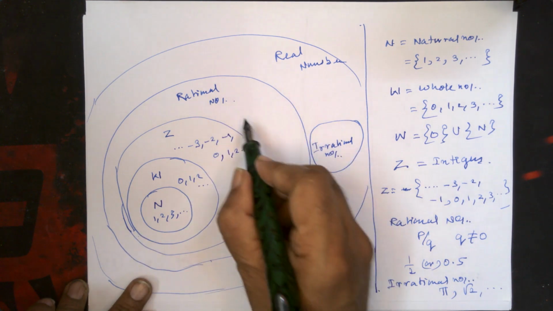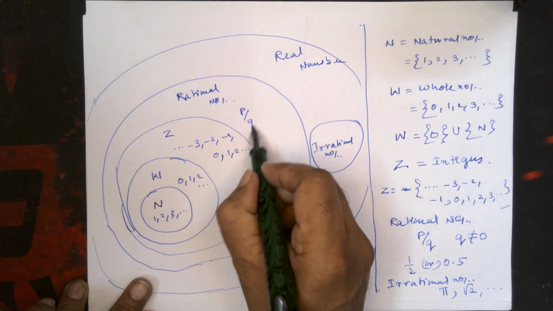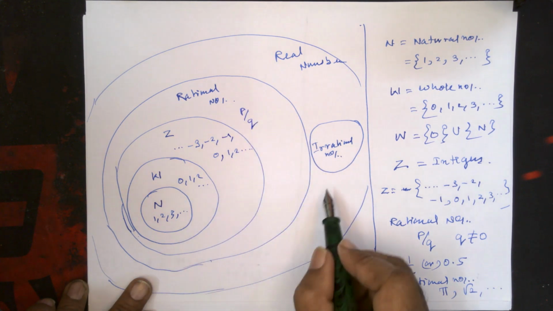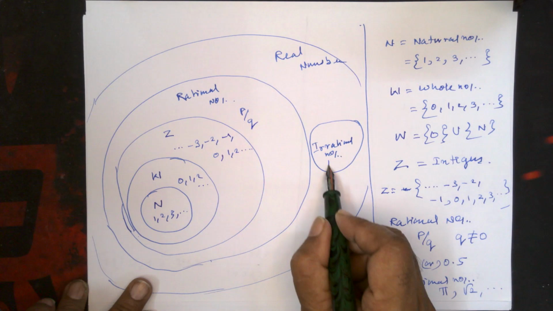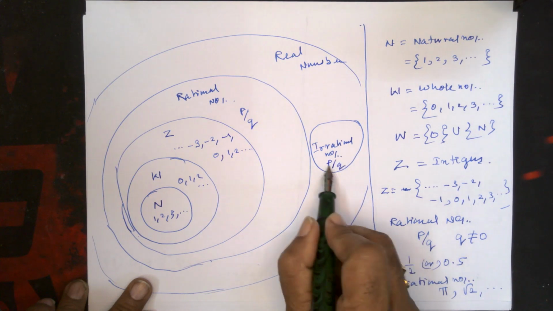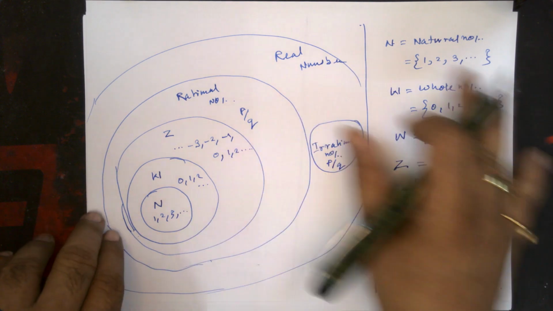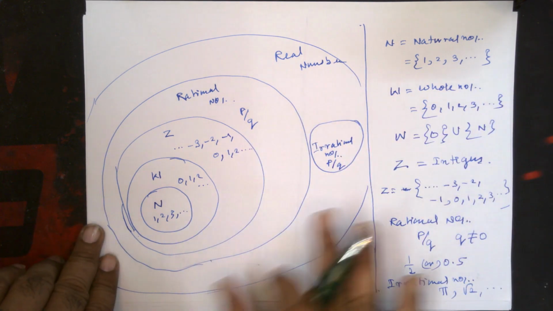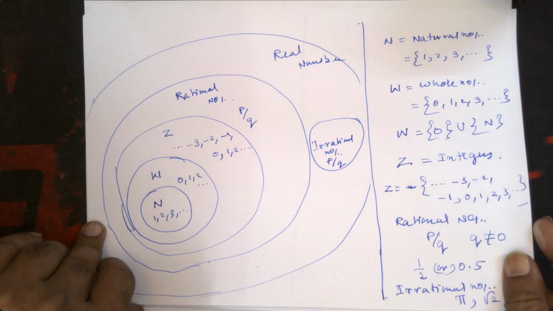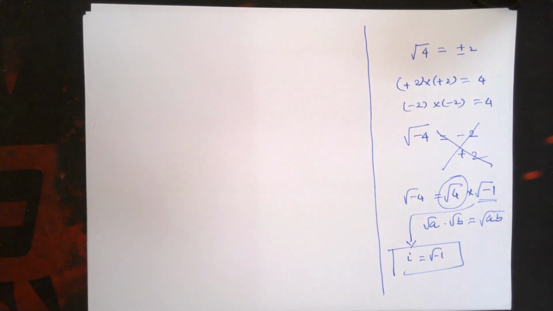And what about a rational number? This can be represented in P by Q form. Okay, but this is also represented as P by Q. But what makes the difference, that we will discuss now. Are you able to understand this system? This is called the number system. Okay, right. Now let us proceed.